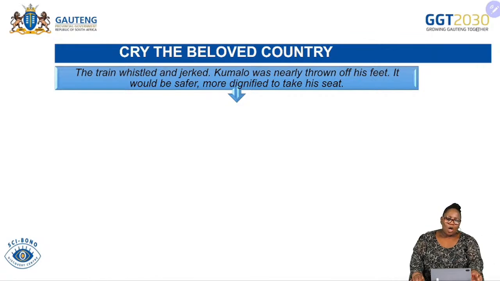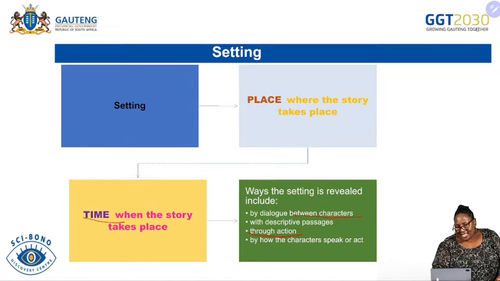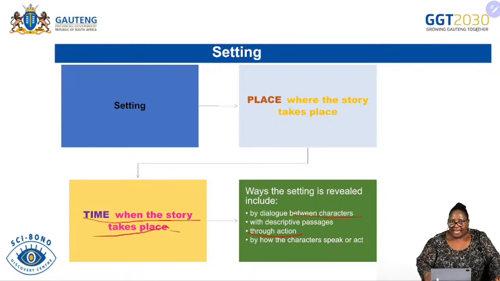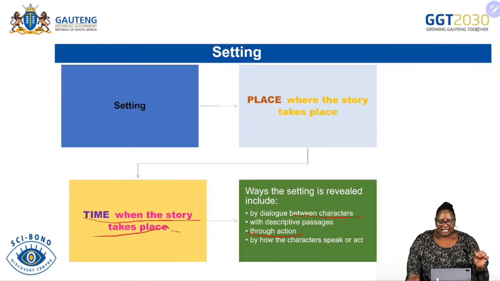And I want you to listen carefully. For you to earn the 2 marks, you need to know about the place as well as the time. The place where the story takes place, that you can easily get. All of you, I know you can get that 1 mark. But you have difficulty in getting the time right when the story takes place.